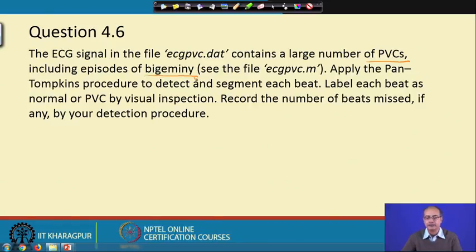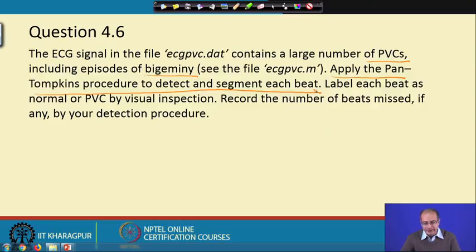And why is that happening? It is happening because of premature ventricular contraction, or PVC, which is giving rise to the ectopic beats. So, we are given such a signal with lots of ectopic beats, which are actually PVCs. Now, what we are asked is to apply the Pan-Tompkins algorithm to detect and segment each beat.